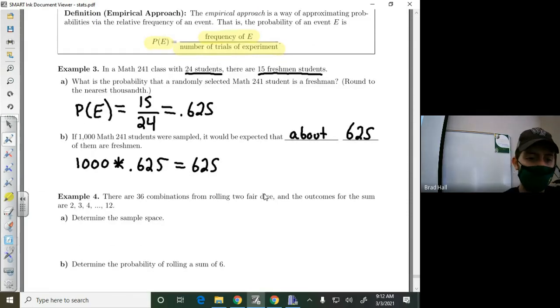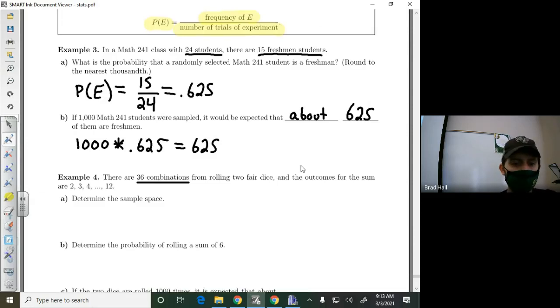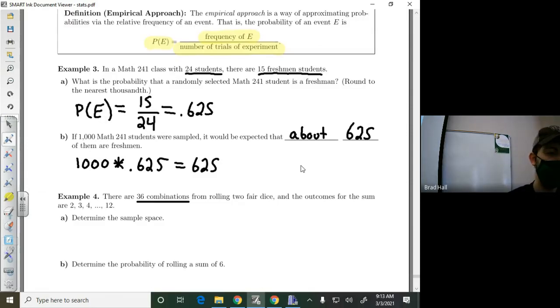So example 4: there are 36 combinations from rolling 2 fair dice, and the outcomes for the sum of the 2 dice, you can have 1 and 1 to give you 2, or if you roll a 2 and then roll a 1, you can get 3, or rolling a 1 and a 2. So the sums go up from 2 to 12, ultimately, where the last one is if you roll a 6 and another 6. Now, when they say determine the sample space, remember, that's all of the different outcomes of these sums.